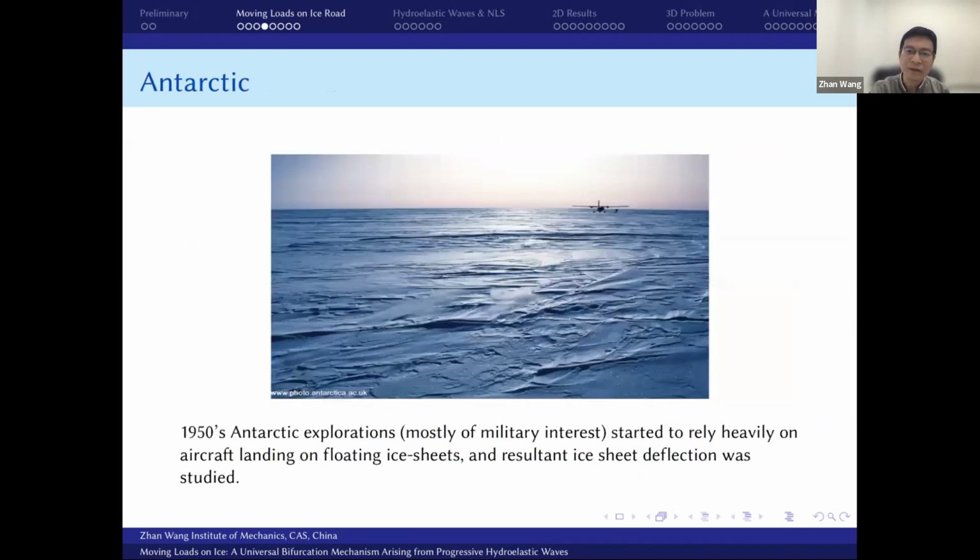Right? As some other background, some military purpose. So in the 1950s, Antarctic exploration, mostly of military interest, started to rely heavily on aircraft landing on floating ice sheets, because you have to transport people to the polar region if you want to explore something, right? And then you need to use very large floating ice as a transport link, as an airport. So people started to examine whether we can do that. Is that safe?